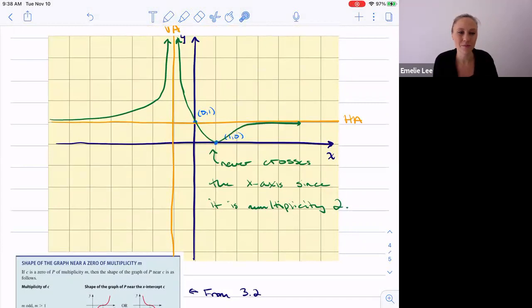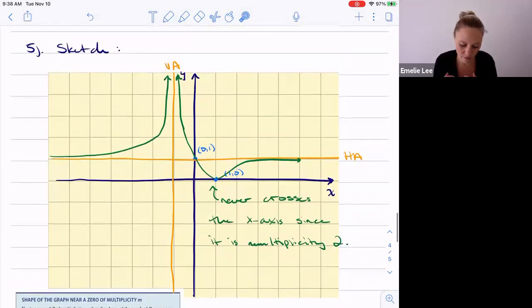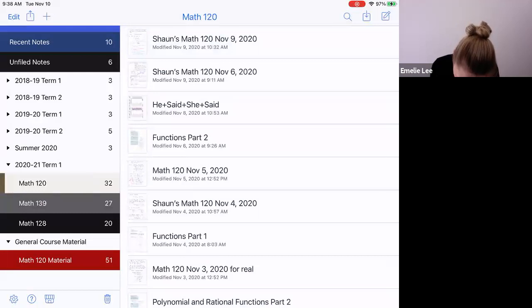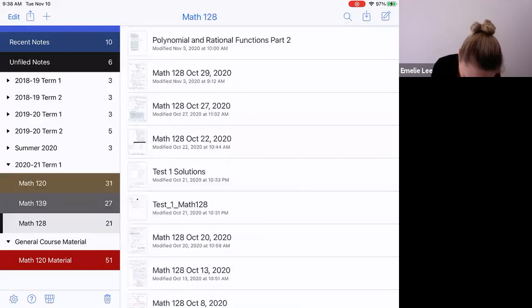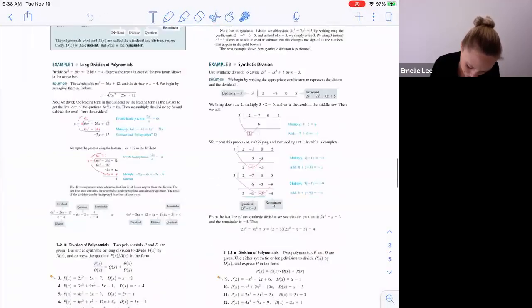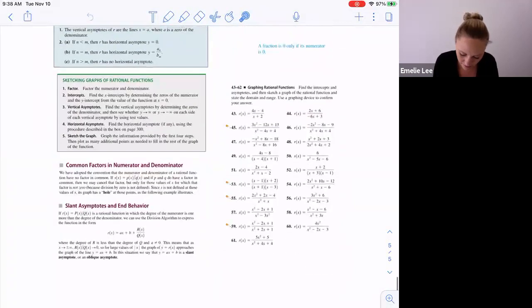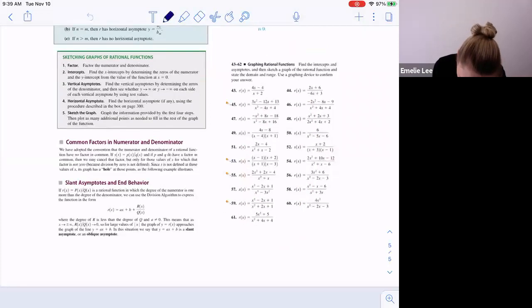But I encourage you to try as many of those sketches. So at the bottom of this page in 3.6, you've got all these rational functions, and I want you to try as many of these as you can. It's nice because you can check your work using Desmos. You can always graph these in Desmos and make sure that you're on the right track. The one that we just did was this one, so we did 59 just now.